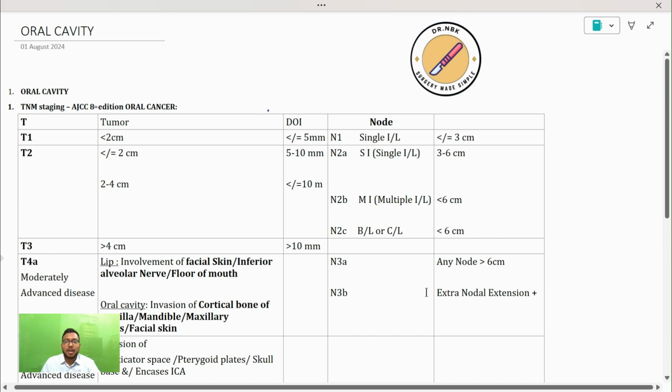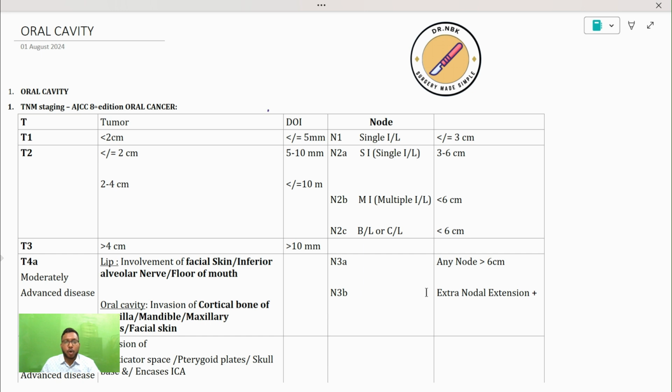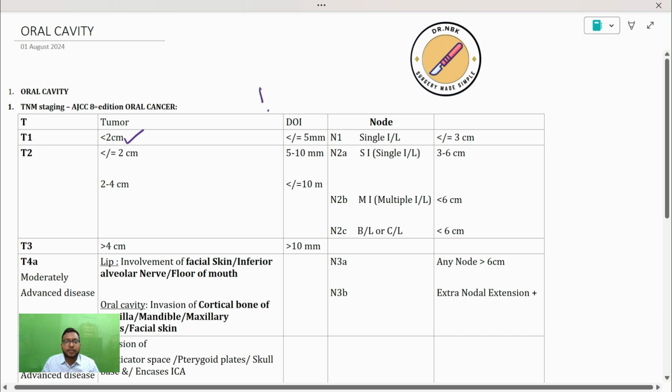Hi, welcome to one of the most important topics, TNM classification of oral cavity. First we are going to see T classification. In oral cavity we have a very unique entity called depth of invasion. This is a new entity that has been added in the 8th AJCC classification. So it is nothing but depth of invasion, right?